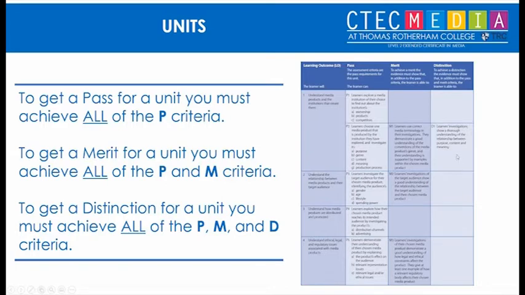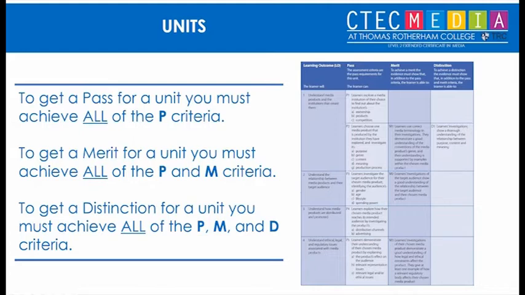For you to get a pass grade, you have to meet all of the pass criteria. So all the work we do will be going towards these different pieces of criteria here. To get a pass, you've got to get P1, P2, P3, P4, and P5. To get a merit, you've got to get all the pass criteria again and all the merit criteria, so all these 5, and then M1, M2, and M3. And then for a distinction, you've got to get all the P criteria, all the M criteria, and the D criteria as well to get a distinction overall.